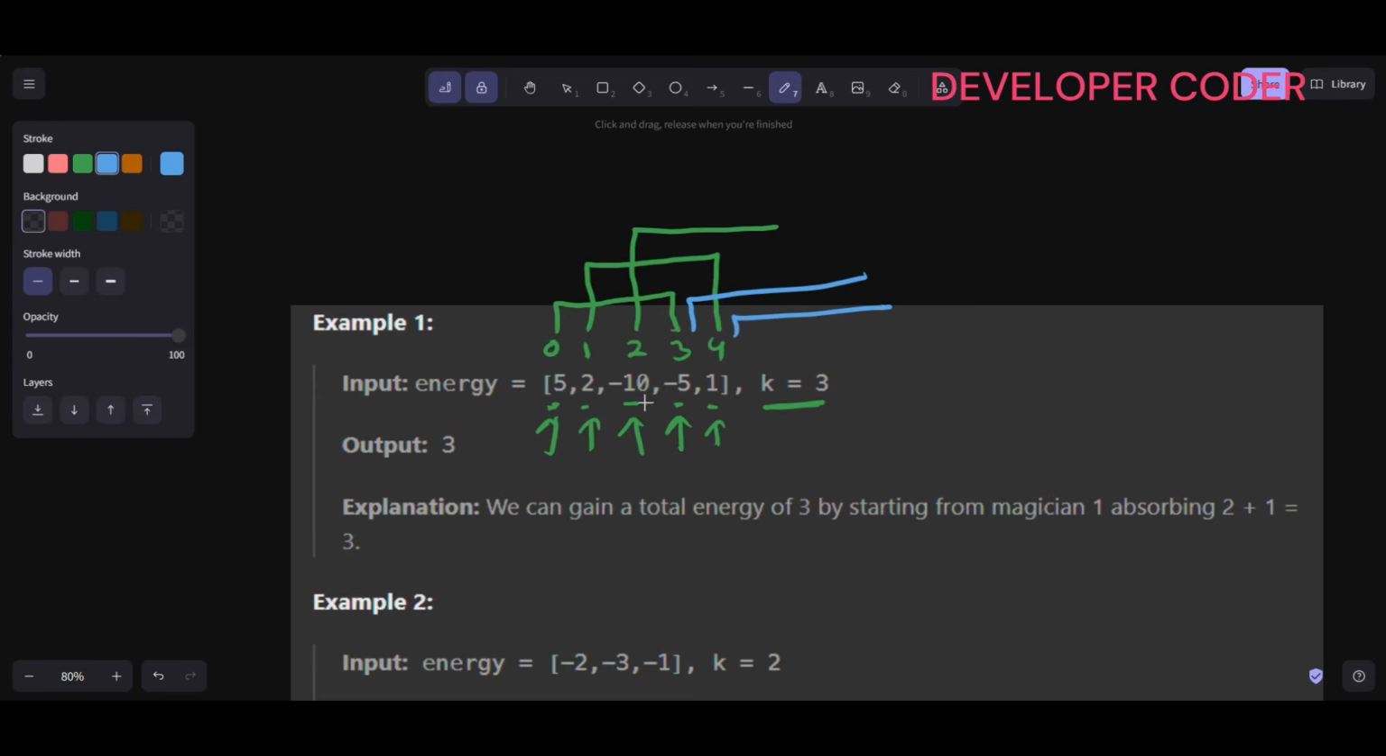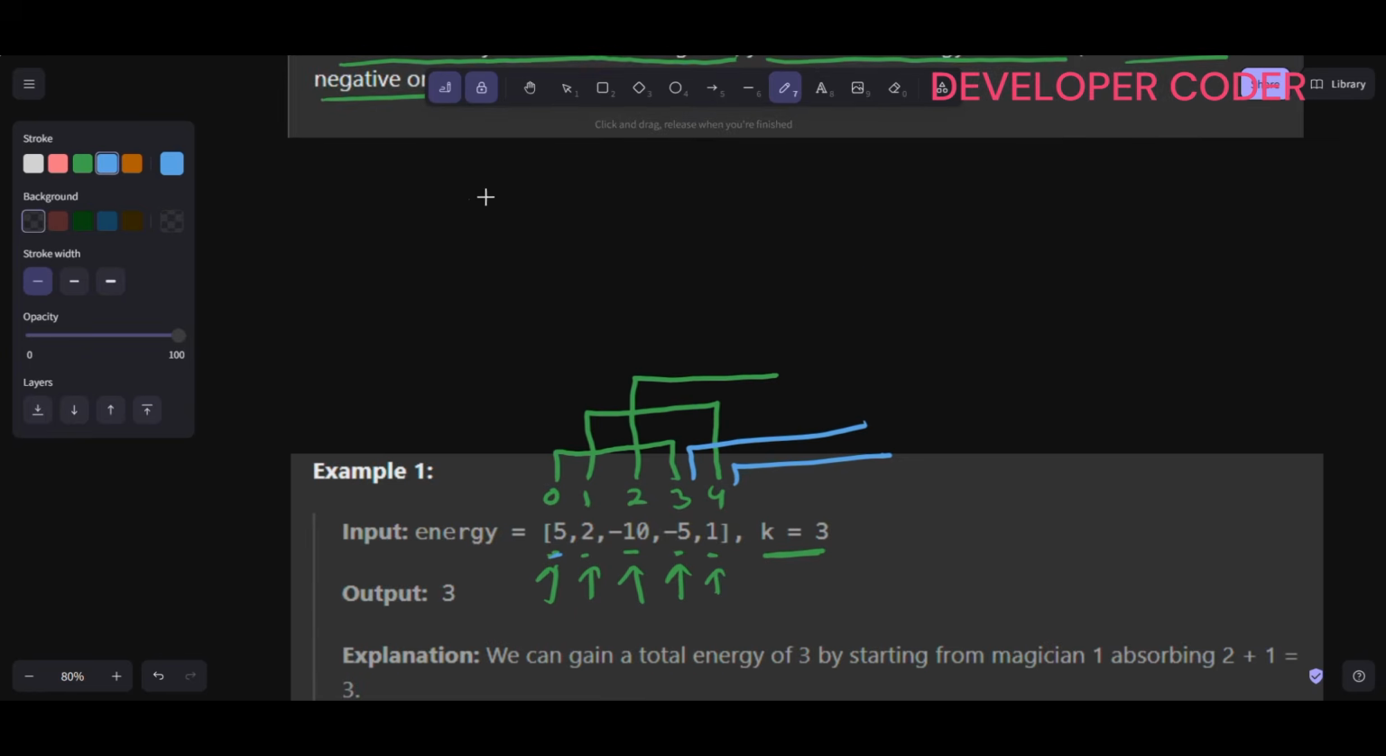Clear this part? So I can start from any point, right? And if I'm starting from this, then if I plus k after this index is possible, then we have to choose that, okay, whether it is positive or negative energy, right? So now let's see how I'm going to solve this problem. Okay, so these are the energies given to us, right?